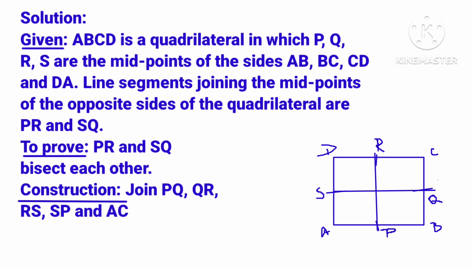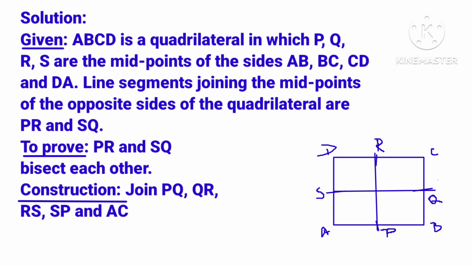Solution. Given: ABCD is a quadrilateral in which P, Q, R and S are the midpoints of the sides AB, BC, CD and DA. Line segments joining the midpoints of the opposite sides of the quadrilateral are PR and SQ. To prove: PR and SQ bisect each other. Construction.